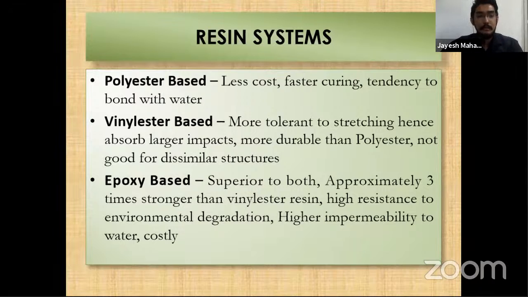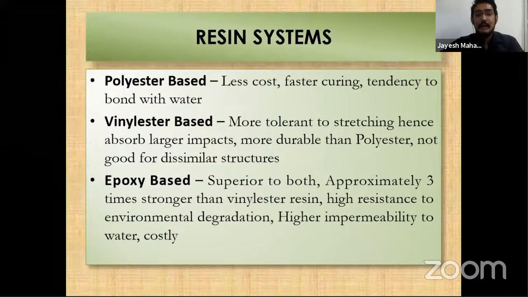Coming to the vinyl ester based resins, it is basically a combination of epoxy and polyester base. It is more tolerant to stretching, hence it absorbs larger impact. It is more durable than polyester, but it is not good for dissimilar structures. Basically, if you want to laminate Kevlar with carbon fiber, it might not go well, so avoid this.